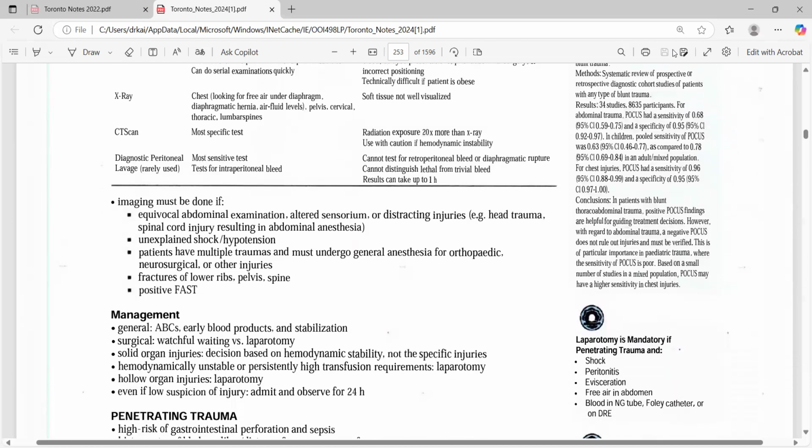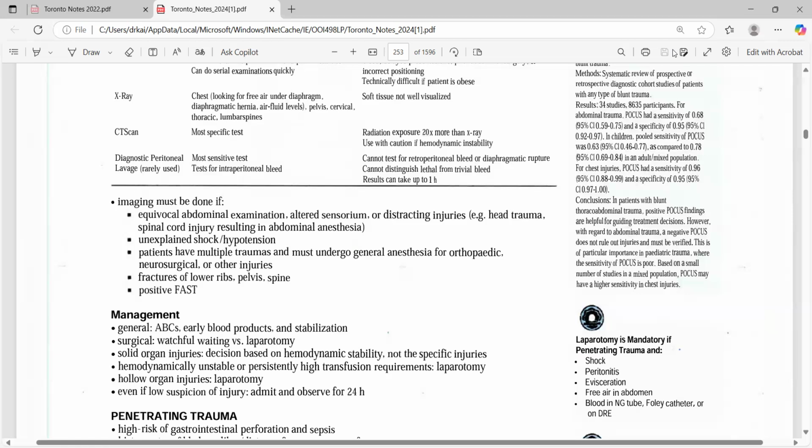Imaging must be done if there is an equivocal abdominal examination, unexplained shock, patients with multiple trauma who must undergo general anesthesia for orthopedics, fracture of the lower ribs, pelvis, and spine, or a positive FAST. So in those cases, then comes the management. What are you going to start with? ABC, you as an emergency medicine doctor. ABC, early blood product stabilization.